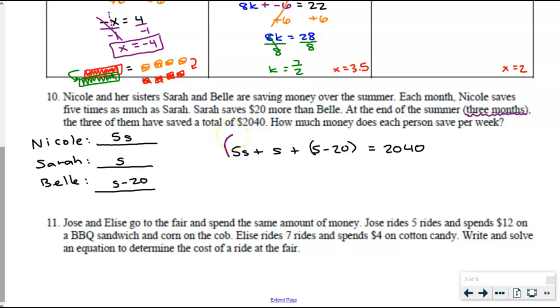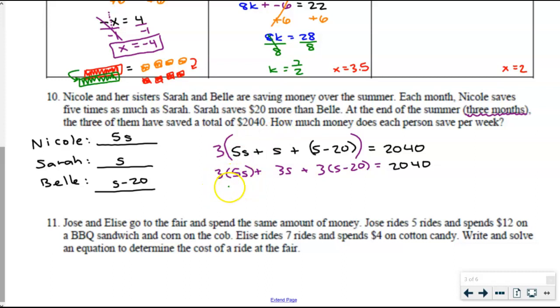Multiply it all by 3. So I'm going to multiply everything by 3. Exactly right. That's one way to do it. Part of the simplifying is maybe a better way to do it. 3 of 5S and 3 of S and 3 of S minus 20. That is what it takes to get to that 2040. Okay. And then we can start really breaking it down.